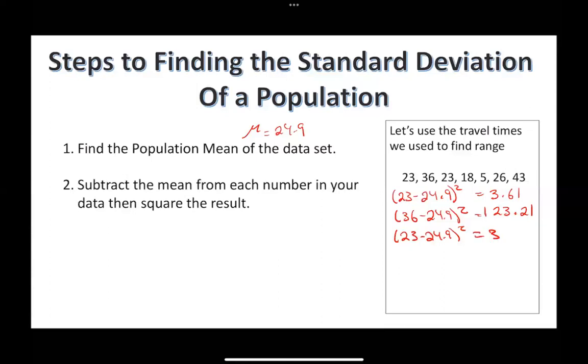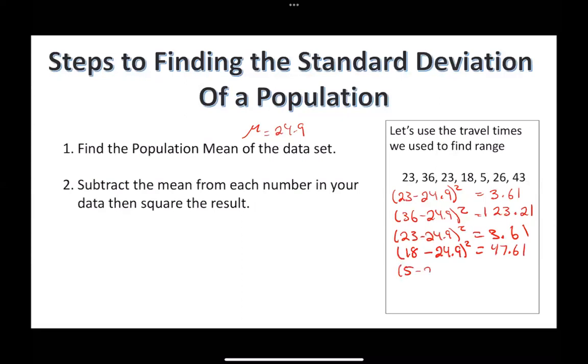So, Melissa, what if we did it by accident, let's say you did 24.9 minus 23 first? Yes, it's not going to matter. You'll get the same answer. It'll just be positive instead of negative or negative instead of positive, but you square it so it gets rid of the negative anyway. So it really doesn't matter if you do things opposite. I love it when that happens.